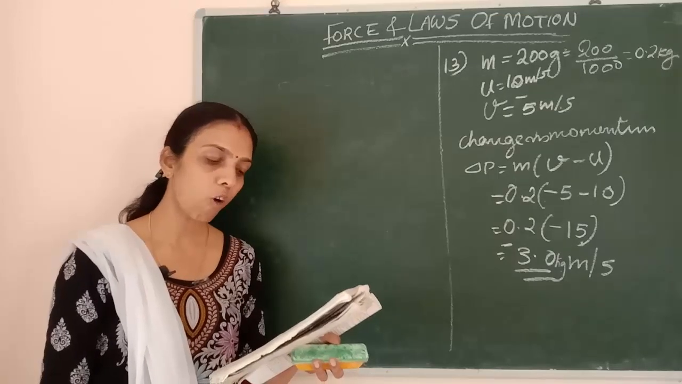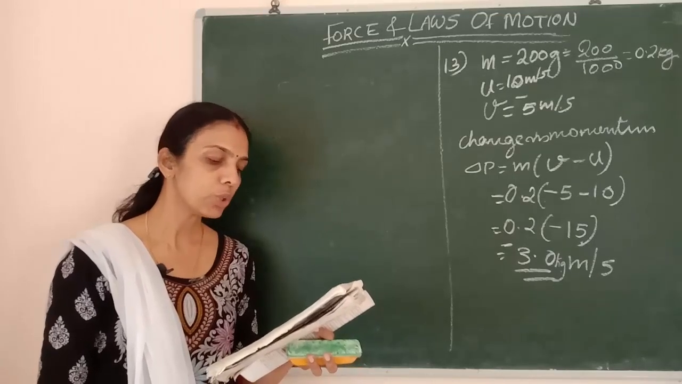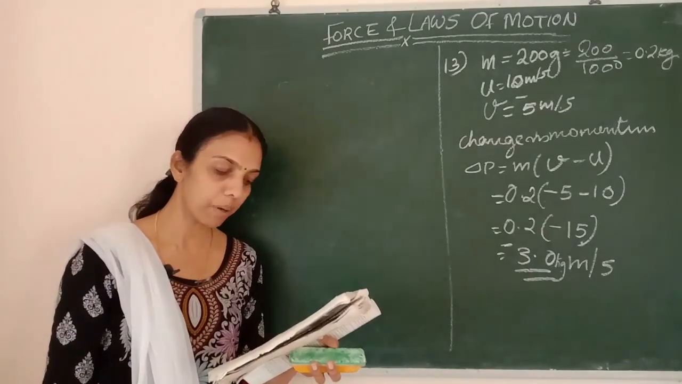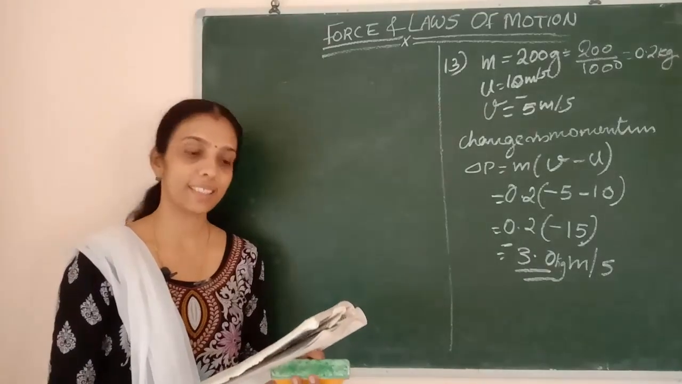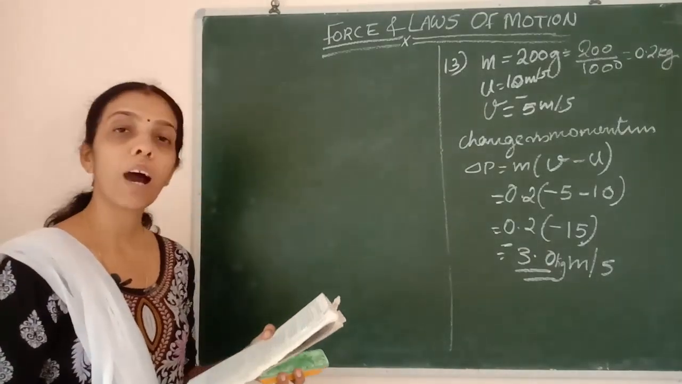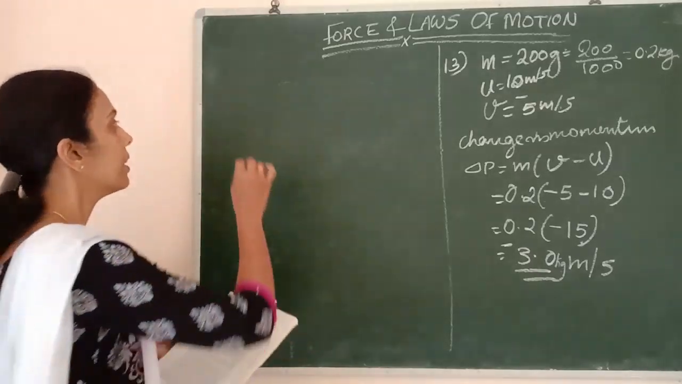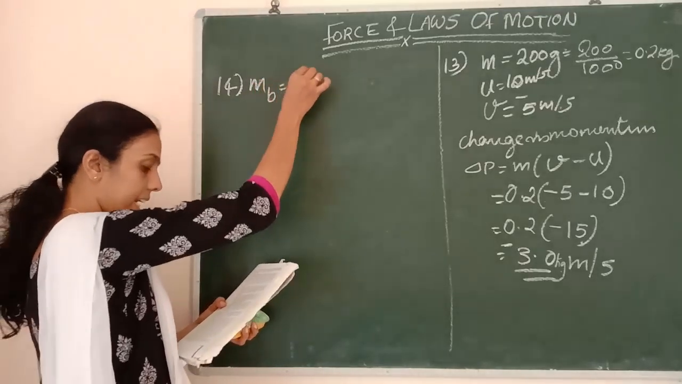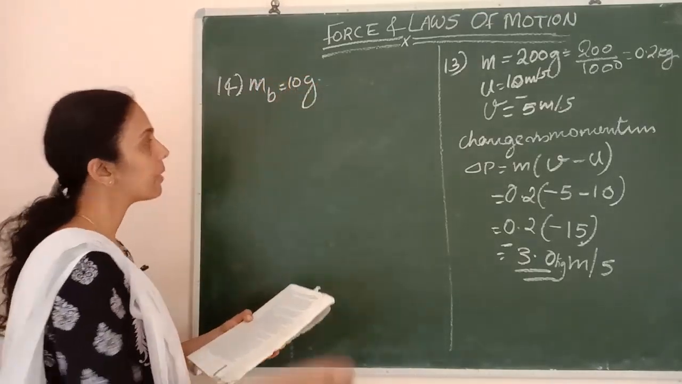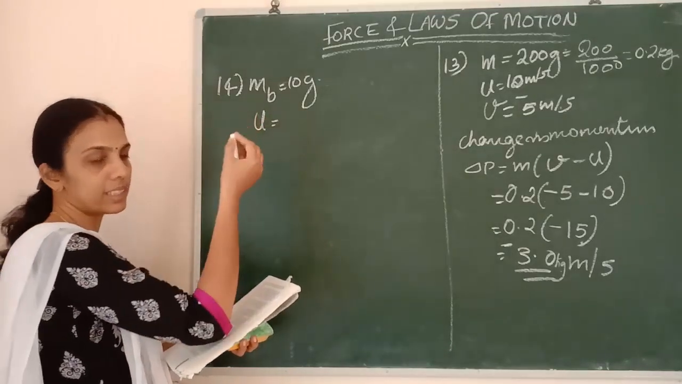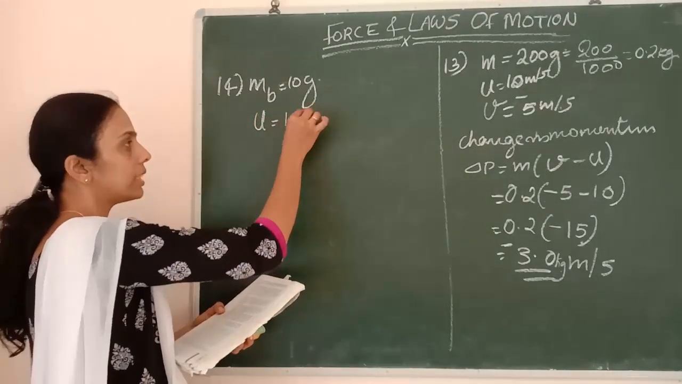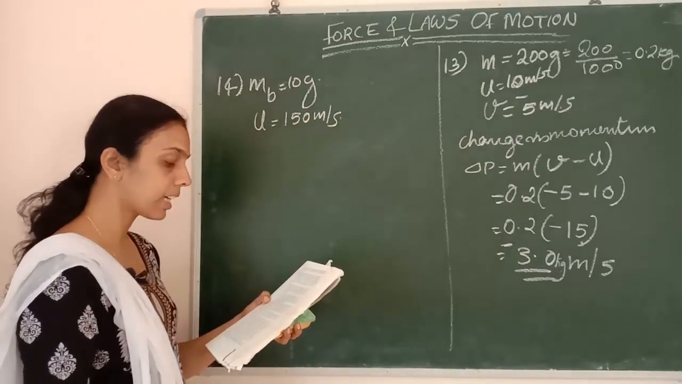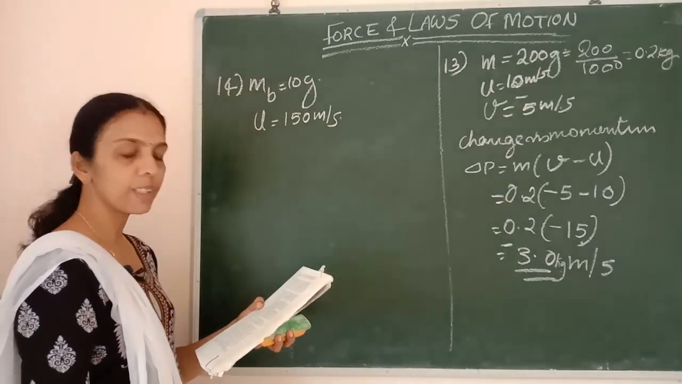Calculate the distance of penetration of the bullet into the block. Also calculate the magnitude of the force exerted by the wooden block on the bullet. Okay, so the 14th one: a bullet of mass 10 gram, traveling horizontally with an initial velocity of 150 meter per second, strikes a stationary wooden block and comes to rest in 0.03 seconds.